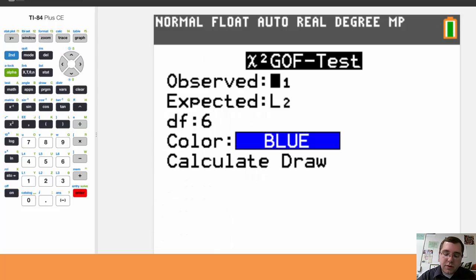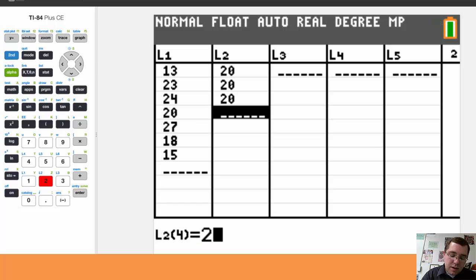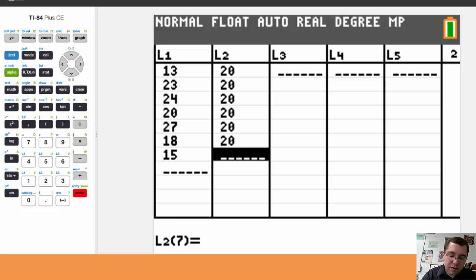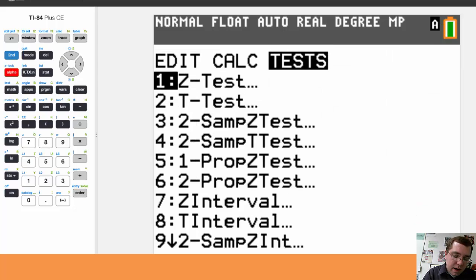And it asks me for 2 things, the observed list and the expected list. Well, I've got the observed ones in L1. I need to tell it what I expect, and I need to put those in L2. So I'll go back to L2, Stat, Edit. In L2, I'm going to put what I expect. And what I expect is 20 for each day of the week. Again, for this test, since we wanted them to be evenly distributed, those expected counts are the same for every day. We will have goodness of fit tests where those expected counts are not the same for every day, for every item.